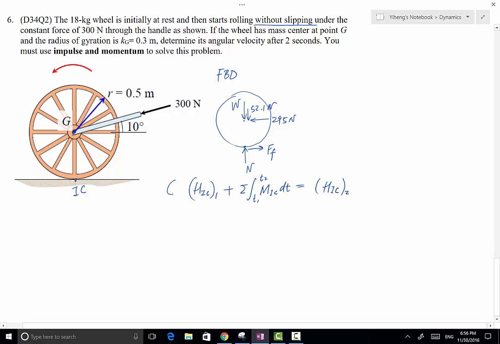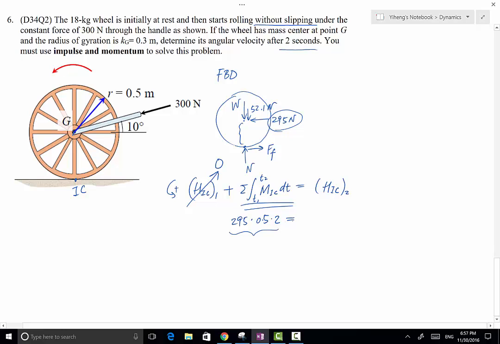Counterclockwise is positive. Initially, the wheel is at rest, therefore this equals 0. For this term right here, only the 295 Newton force has moment about point IC. All the other forces have lines of action passing through IC. Therefore, this is simply 295 multiplied by the moment arm about point IC, which is 0.5 meter, times the time, which is 2 seconds. So this is the total angular impulse during this time period.